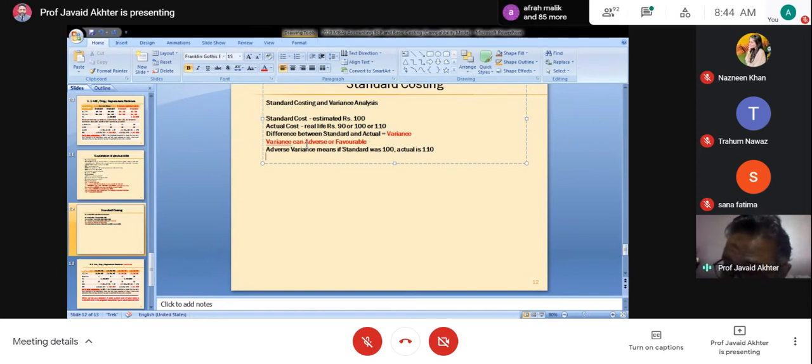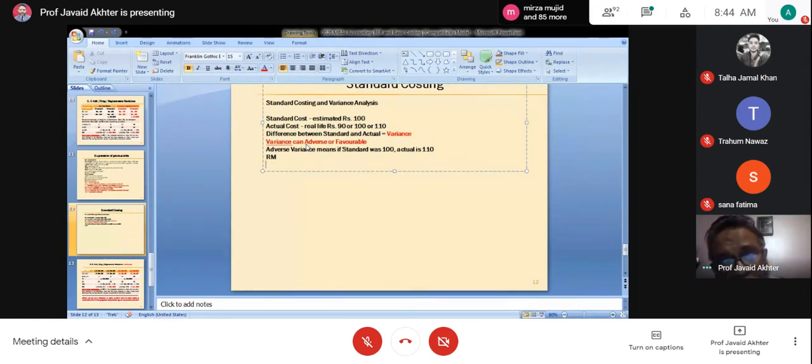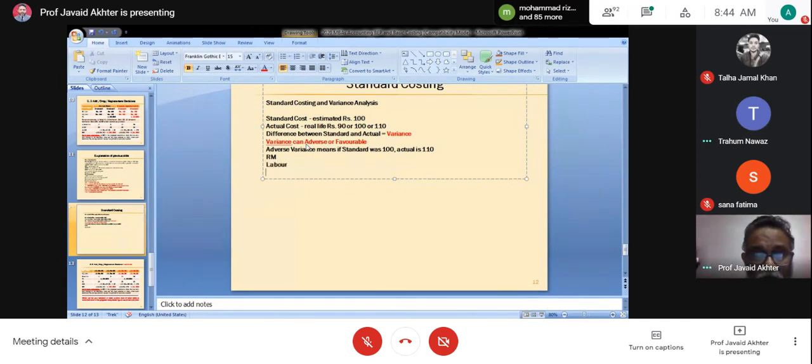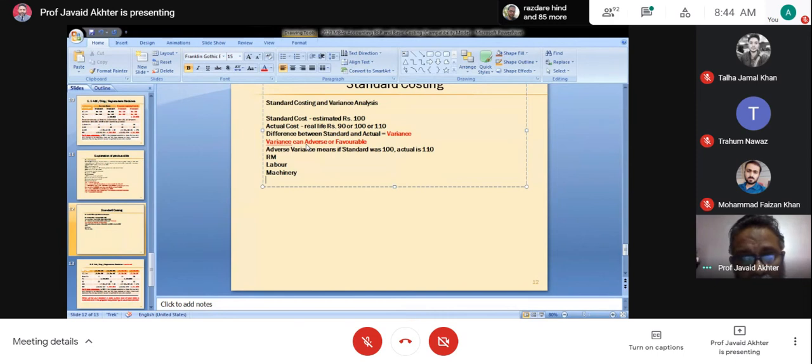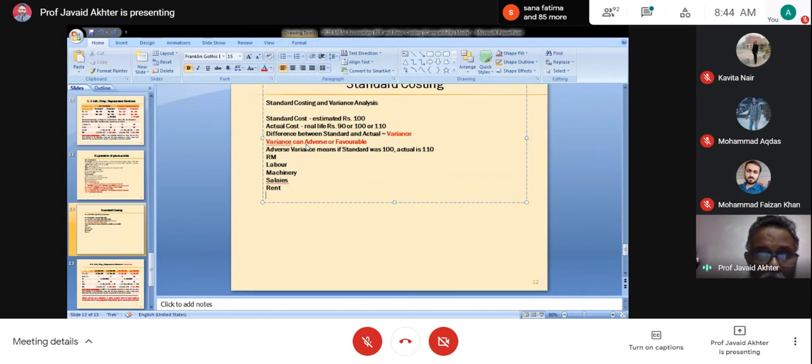Your total cost may consist of several components. What could be the major components of the cost? Raw materials. Okay, let me write here. Raw material is one. Then labor. Okay, then machinery. Let me write machinery. Then salaries. Okay. Rent. All right.